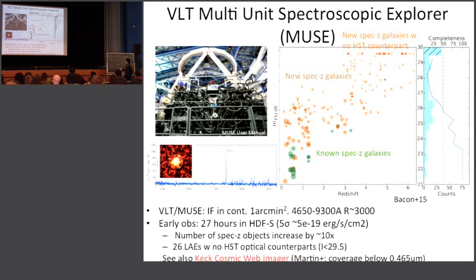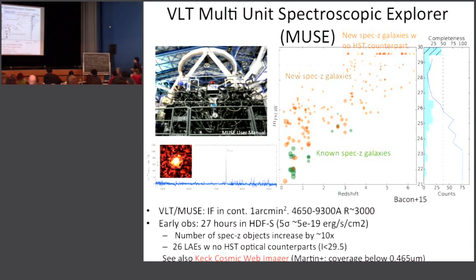The bottom line is that you can identify so many line emitters using MUSE, having great sensitivity. This shows the continuum magnitude as a function of the spectroscopically confirmed redshift, and blue points show the non-spec-z objects. By this MUSE program, you have identified about an order of magnitude more spectroscopically confirmed objects up to redshift 6. Also, an interesting thing is that there is deep Hubble imaging in HDF South, down to 29.5, but there are 26 Lyman-alpha emitters which have no optical counterparts. So you can get very faint objects that even deep Hubble imaging cannot identify. So it is very interesting.